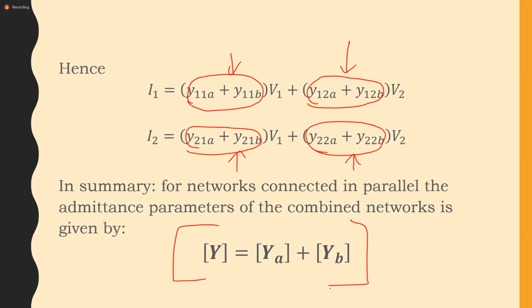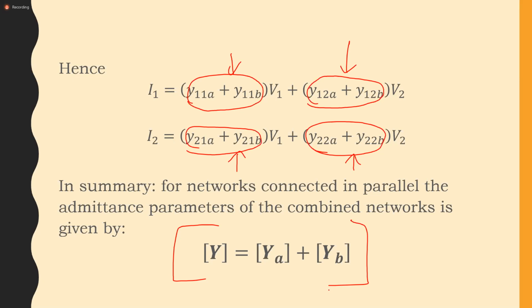So if we have two networks that are in parallel, if we can show that the networks are in parallel, and again I go back to the point we made, they are in parallel if we can show where the current divides between the two networks and show where the voltages are equal. Then we know that they are connected in parallel. If they are in parallel, then we can find the admittance parameters of each and simply add them. And then we get the combined admittance parameters.